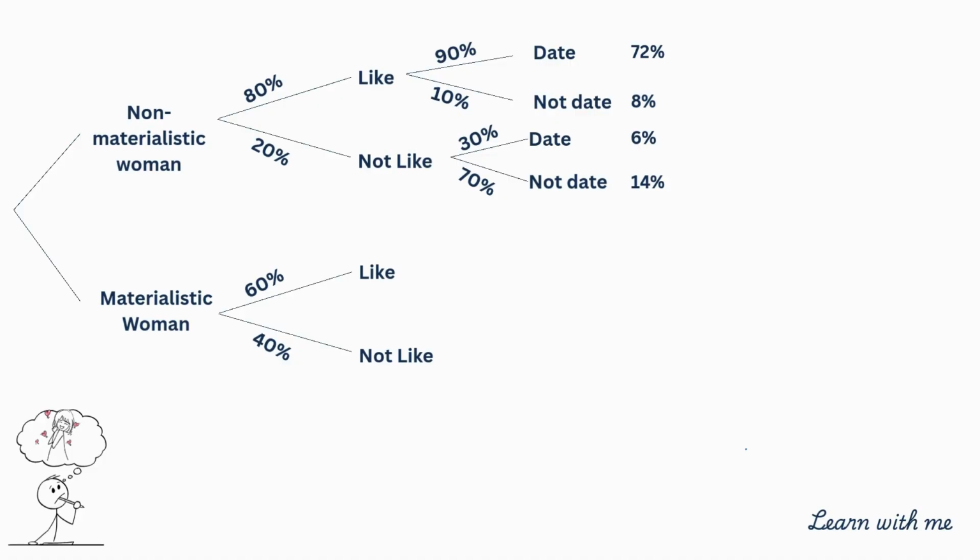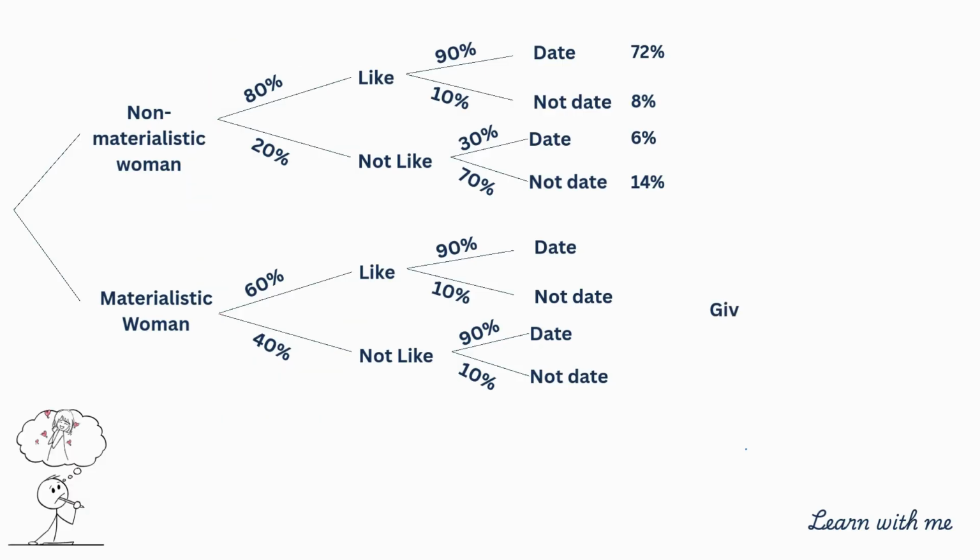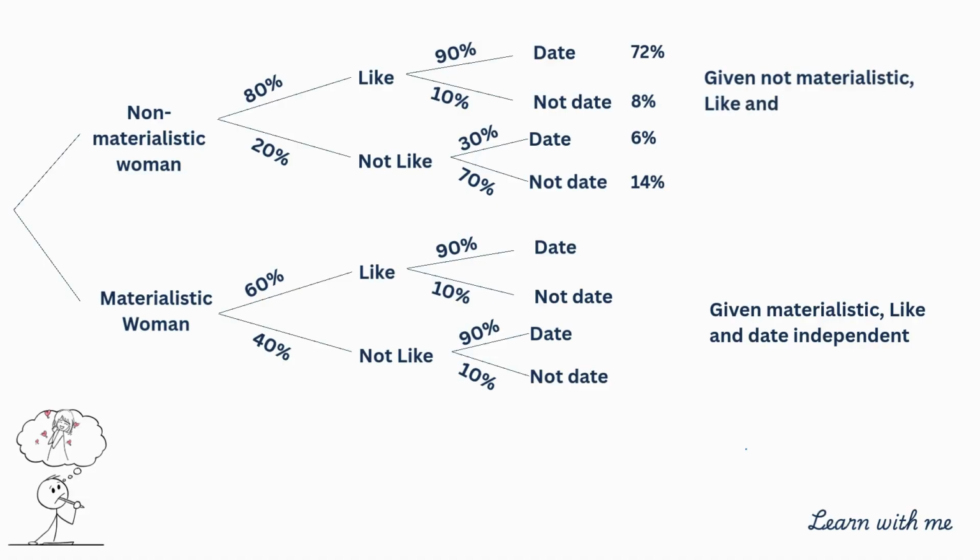Since she's likely to go on a date if she can, the probability of going on a date becomes 90%, whether she likes him or not. That means the probability of not going on a date is just 10% in both cases. So now we can see that the probability of like is conditional. It depends on whether the woman is materialistic or not. Given that she is materialistic, the events like and date are independent. She goes on the date regardless of whether she likes him. But if she's not materialistic, then like and date become dependent. Whether she goes on the date depends more on whether she actually likes him.